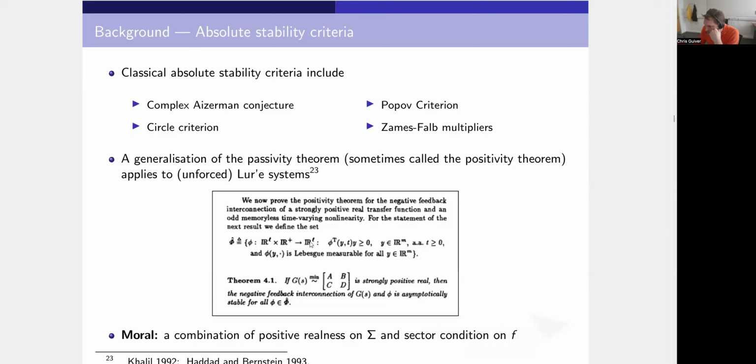and my nonlinear term, and they call it phi, has this sector condition, then their feedback connection is stable. And it's true for all phi in capital Phi, so that's the kind of absolute nature of the result. So this is going to sort of inspire the results that follow.